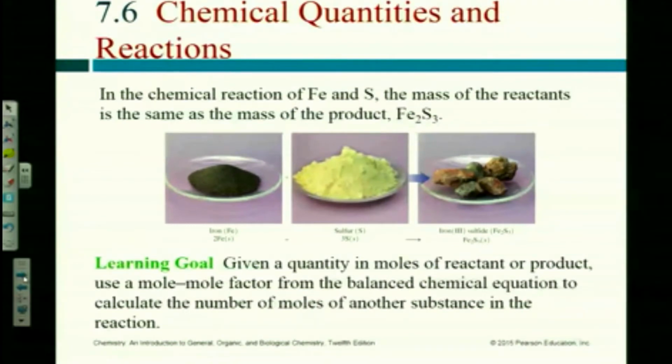Okay, so the mass on the reactant side has to be equal to the mass on the product side, the total mass, okay?